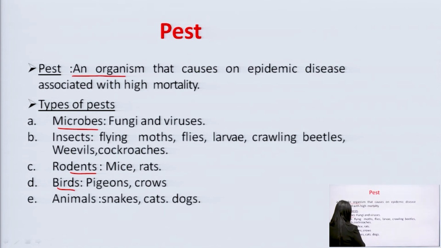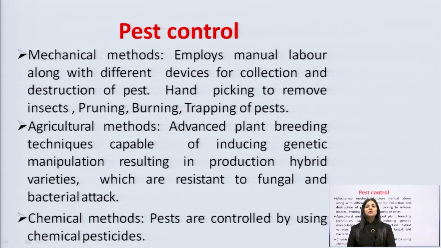Then birds, pigeons and crows. We have seen the scarecrows in the farms and the villages, so that these do not come. Then animals such as snakes, cats, dogs can also harm the plants. We need to have pest control. We cannot allow them. So there are various methods of pest control.